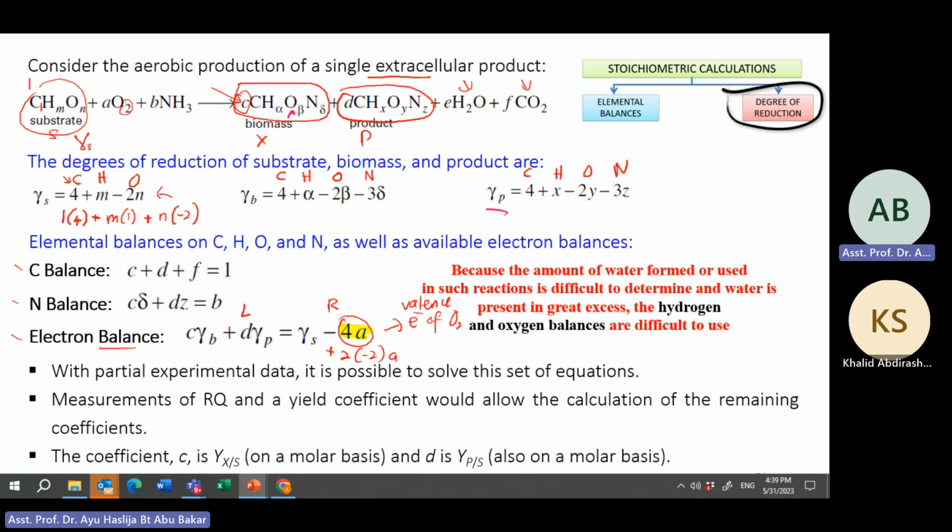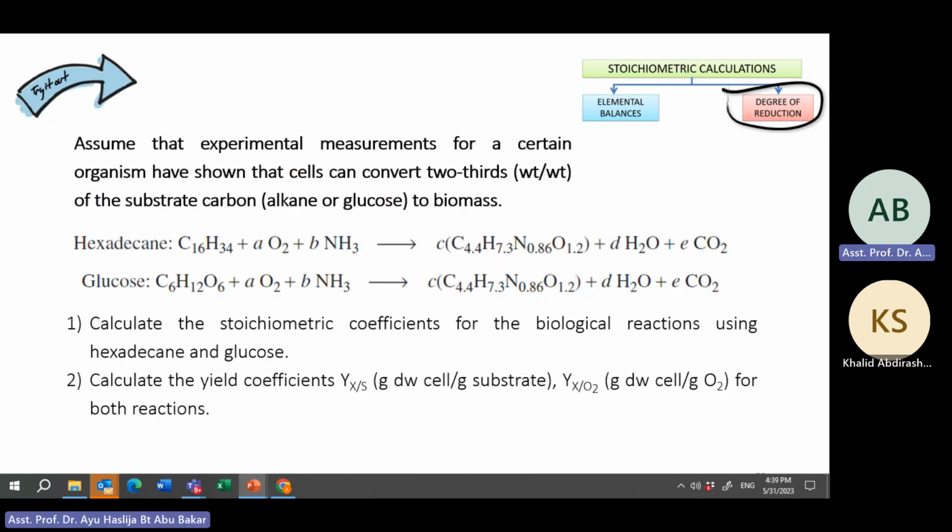Okay, so I introduced first how to get the equation and everything. Balance the equation in order to find out your unknowns. Now we try to do this example. Assume the experimental measurement for a certain organism has shown that cells can convert 2/3 of the substrate carbon to biomass. Okay, this is a big piece of info. The cell can convert 2/3 of substrate to biomass.